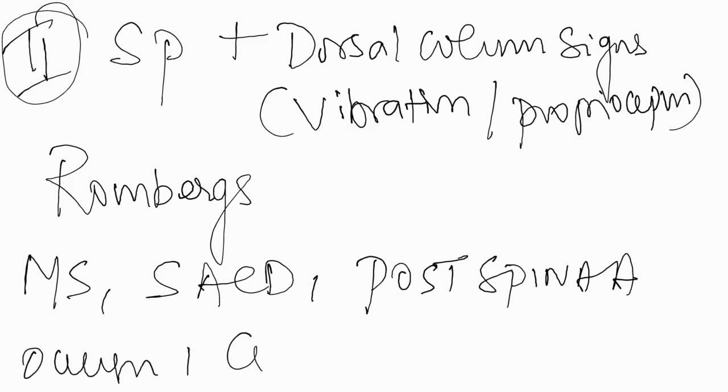You can also get this in copper deficiency. All right, these are the couple of causes of spastic paraparesis with dorsal column signs. All right, good. Now, if you are getting a spastic paraparesis, that's a third thing.